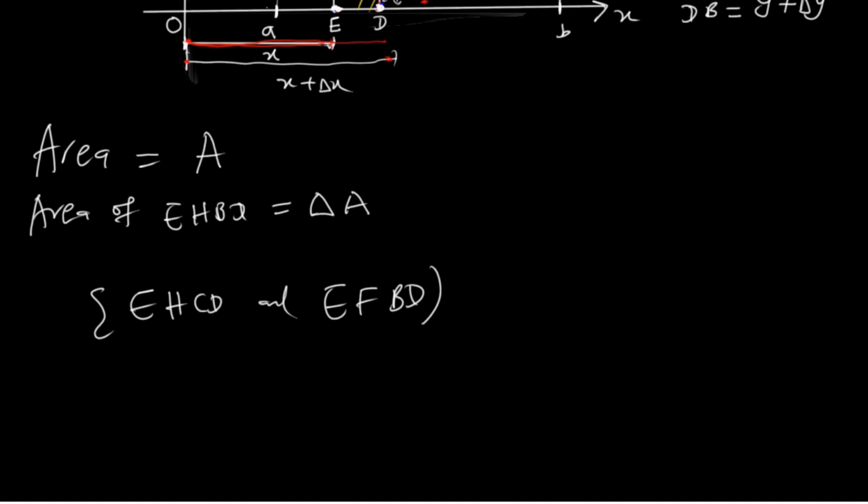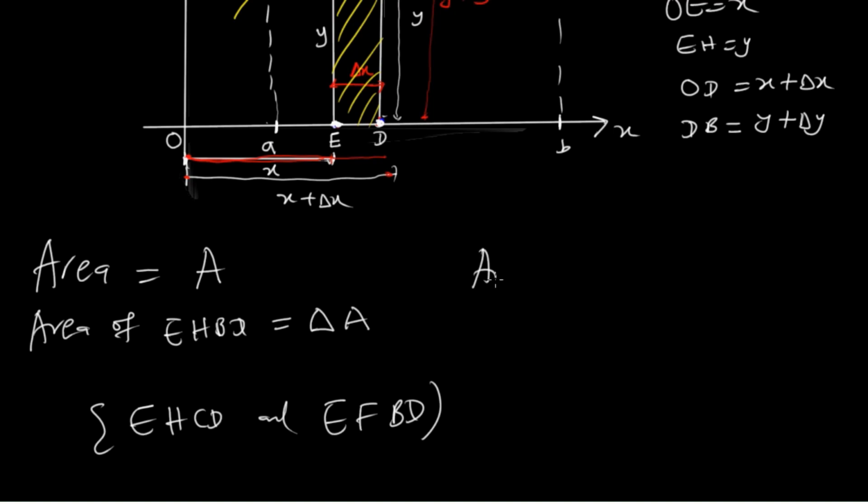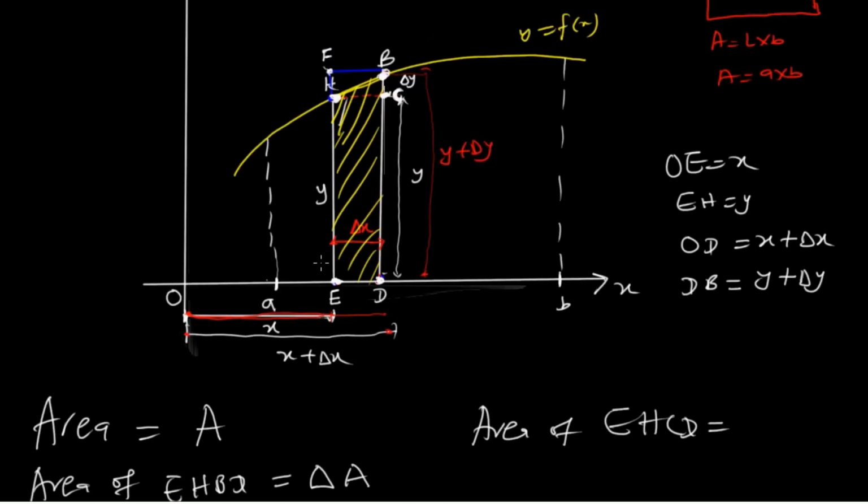From this, there are some things that we can conclude. We can conclude that the area of EHCD, looking back, is a rectangle with the length of y and the breadth of change in x. So you can say that the area of EHCD is equal to y dx.